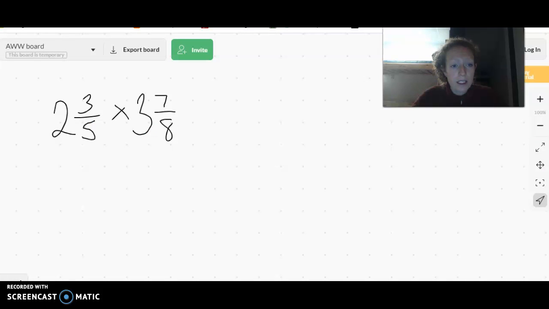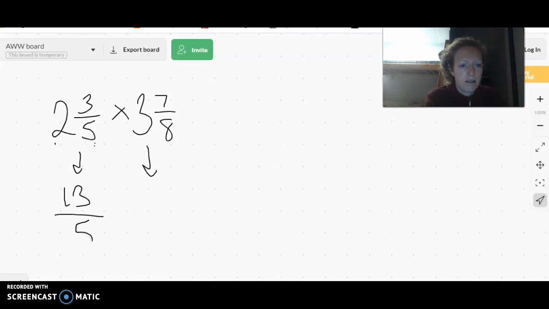Okay, so we have our mixed numbers, and what's our first step? We need to change them to an improper fraction. You got it. So I'm actually going to do that with each of these fractions before I go any further. So to go from a mixed number to an improper fraction, I'm going to go 5 times 2, which equals 10, right? 10 plus 3 is 13. 13, my denominator is 5. Then 8 times 3 is 24. And then 24 plus 7, what is that? 31?